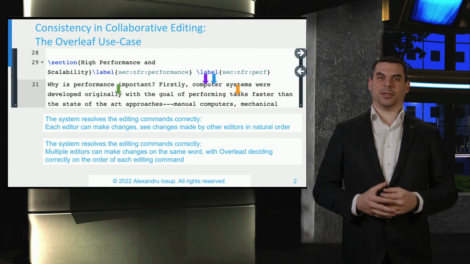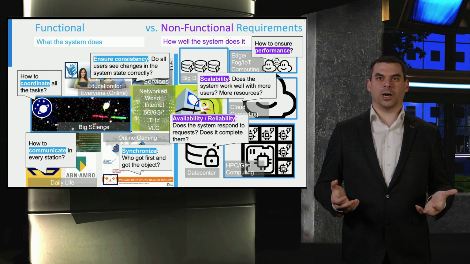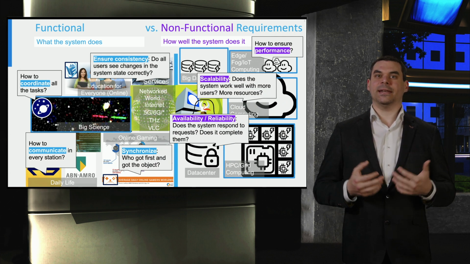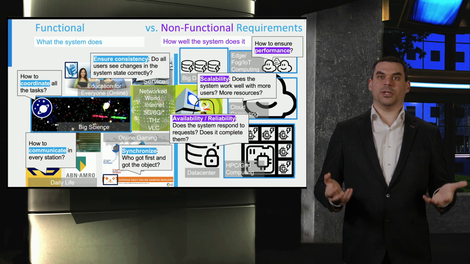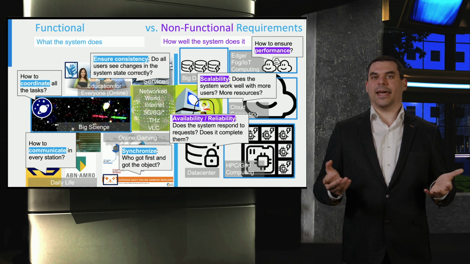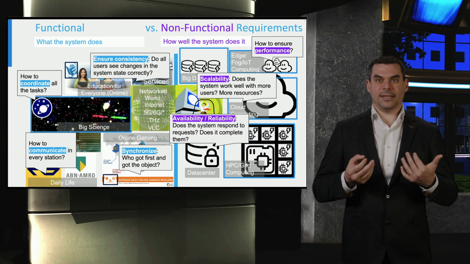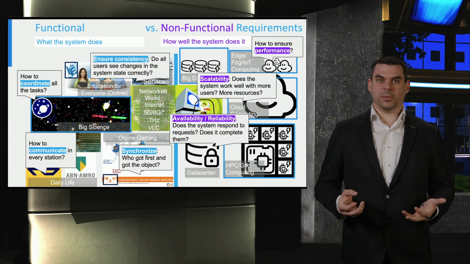outcome in correct order. In contrast, a non-functional requirement focuses on how well the system performs its functions, defining quality attributes for the distributed systems. Examples related to the same Overleaf editor include: first, editors can expect that not only the system receives their editing commands and enacts them, but it's also doing so with adequate performance.